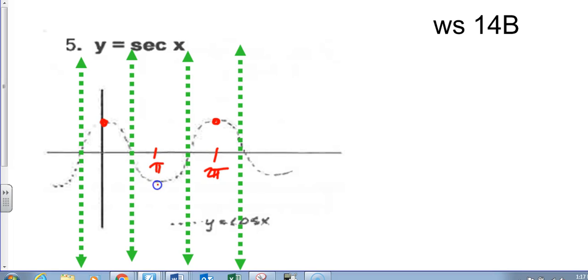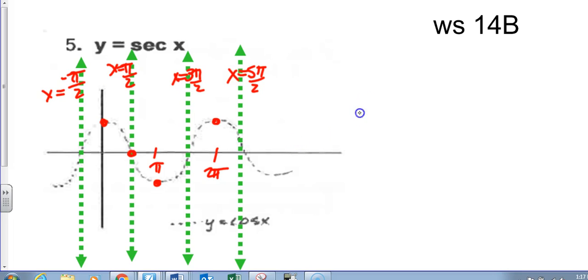Yep, 1 pi is where there's a minimum. Where it crossed here was at pi over 2. So x equals pi over 2. X equals, what's this asymptote at? Halfway between pi and 2 pi would be 3 pi over 2. X equals 5 pi over 2. So this time it actually is the odd multiples of pi over 2. Do you see that? For the asymptotes, -1, 1, 3, 5 pi over 2s.